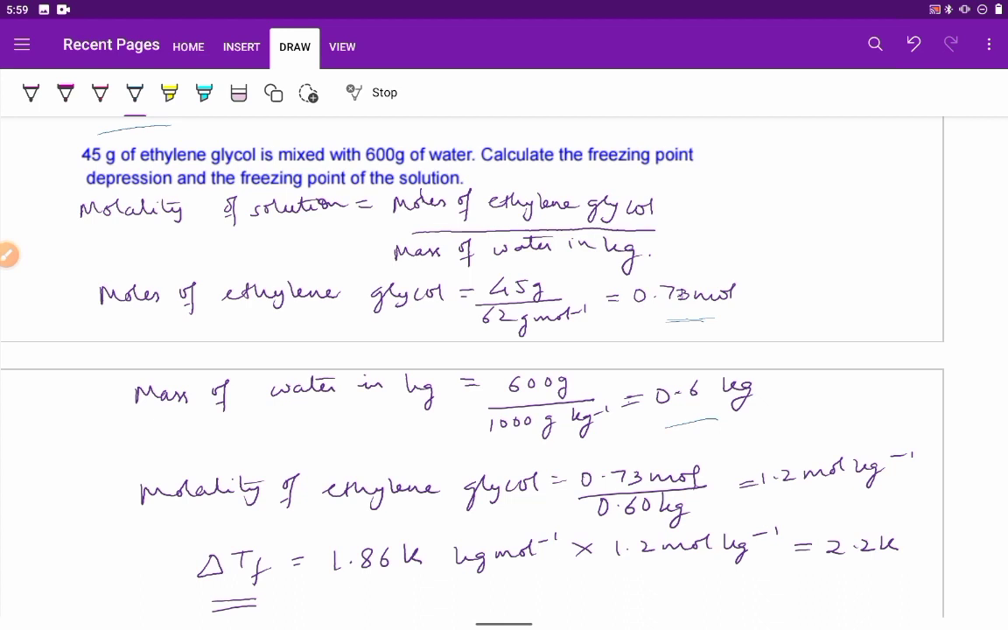So delta Tf is equal to Kf into m. So m we have got here, and Kf is 1.86 Kelvin kg per mole for water. So delta Tf equal to 1.86 Kelvin kg per mole into 1.2 mole per kg. So from here we get 2.2 Kelvin, that is delta Tf.